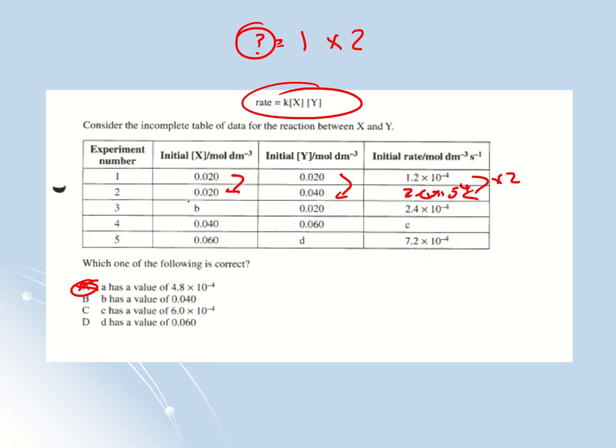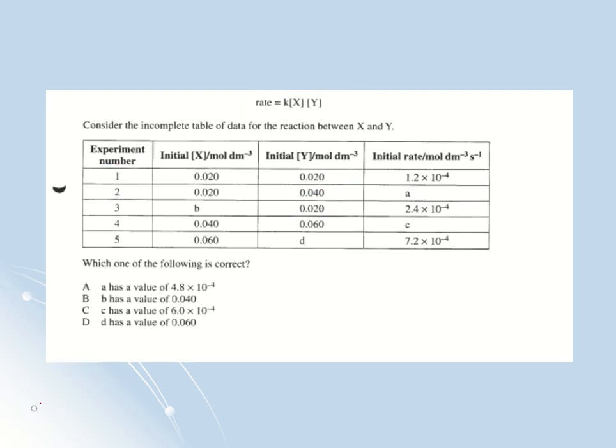Let's move on to B. For B, let's have a look at experiment 1 and experiment 3. I'm not taking experiments 2 and 3 because the concentration of Y has also changed in that. I want something where only the concentration of X can be investigated. So Y from 1 to 3 has gone up by a factor of 1, and the rate has gone up by a factor of 2.